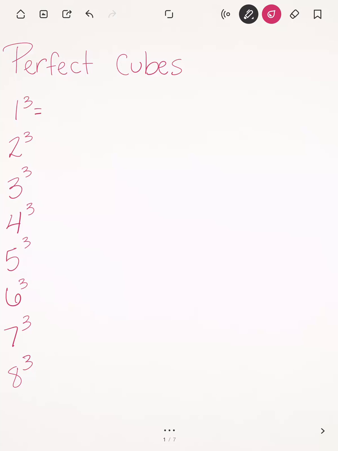Remember, if I have 1 cubed, it's 1 times 1 times 1. When I multiply that together, I get 1. I'll do it again for 2. I have 2 times 2 times 2. 2 times 2 is 4, and 4 times 2 is 8. So 8 is a perfect cube.